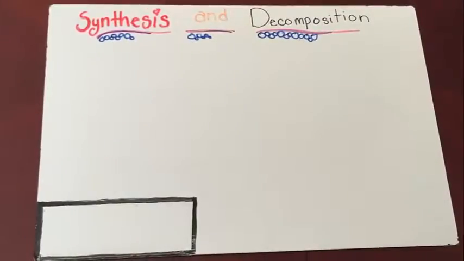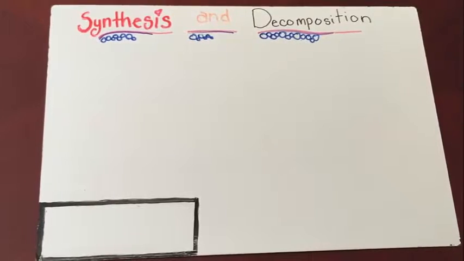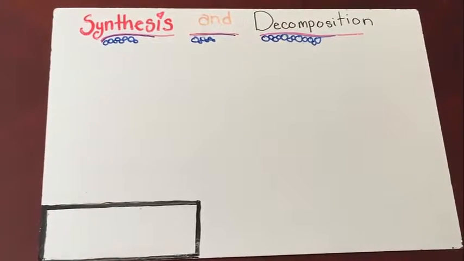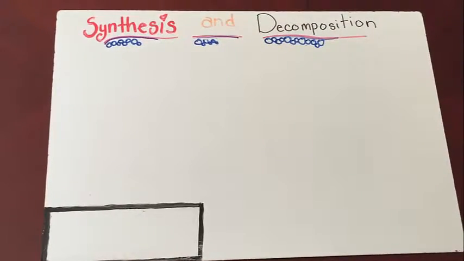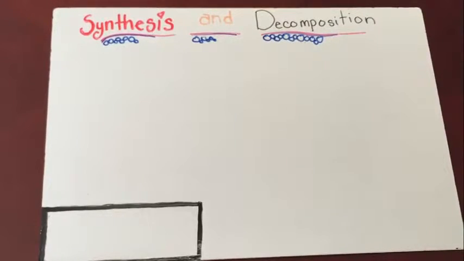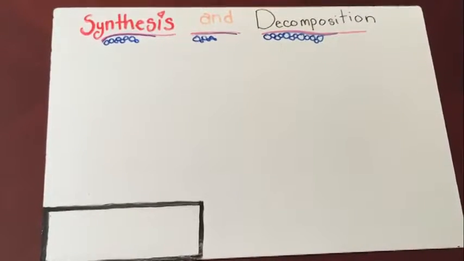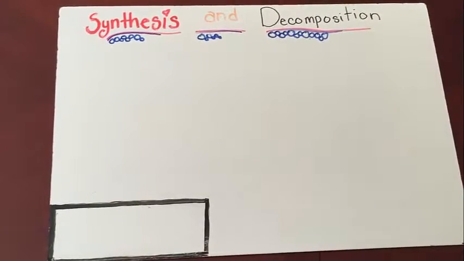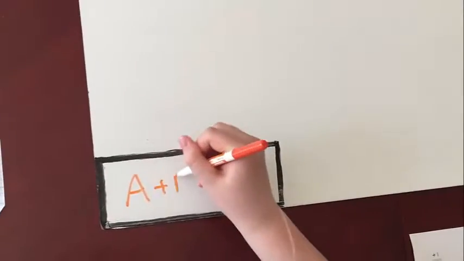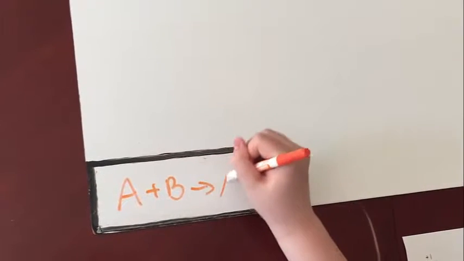The chemical reaction you just saw was a synthesis reaction between zinc and sulfur. In a synthesis reaction, you will see multiple reactants to start with that become one product at the end. This is the simple equation for all synthesis reactions. A plus B goes to AB.